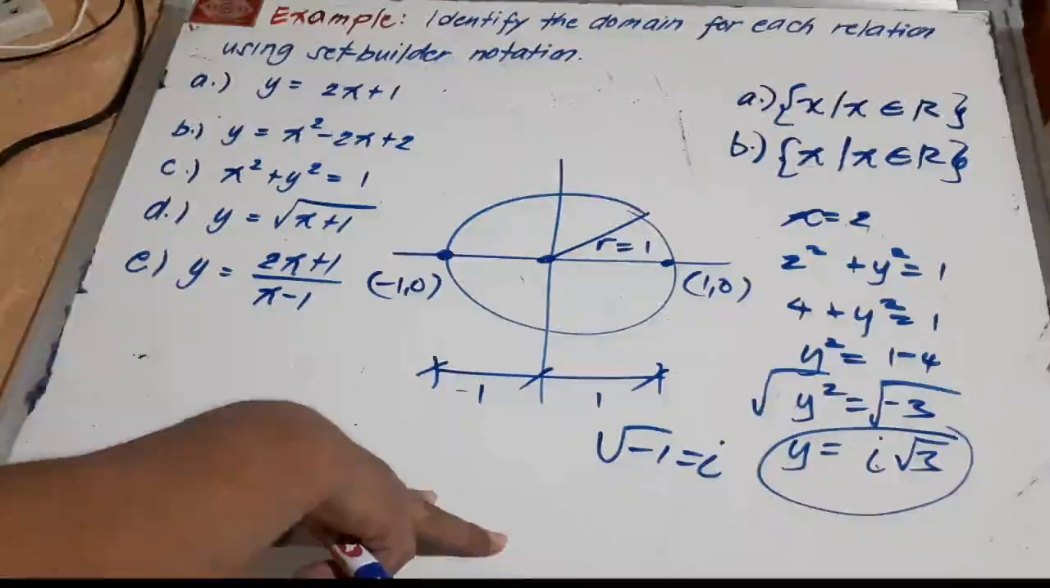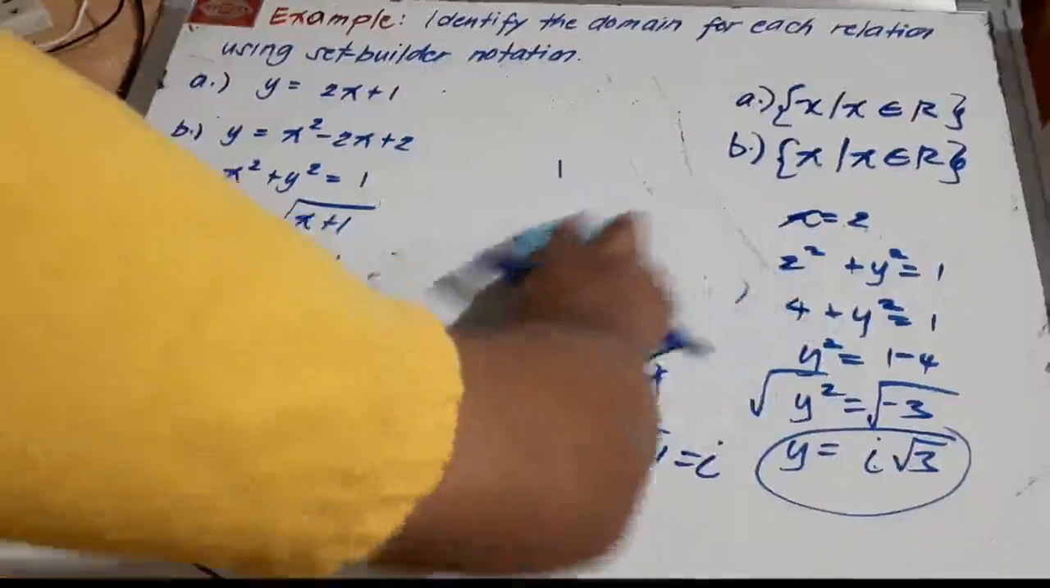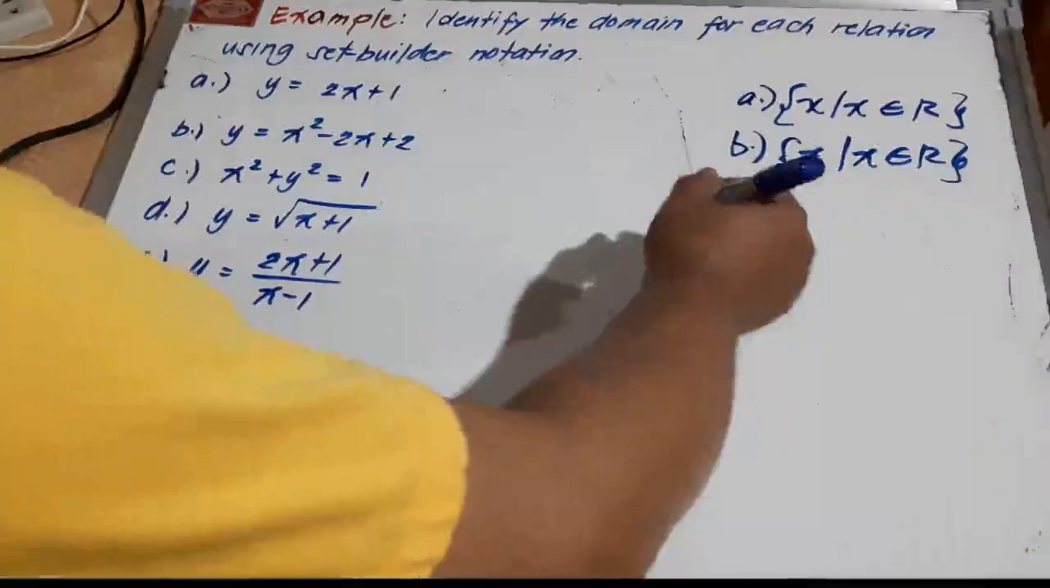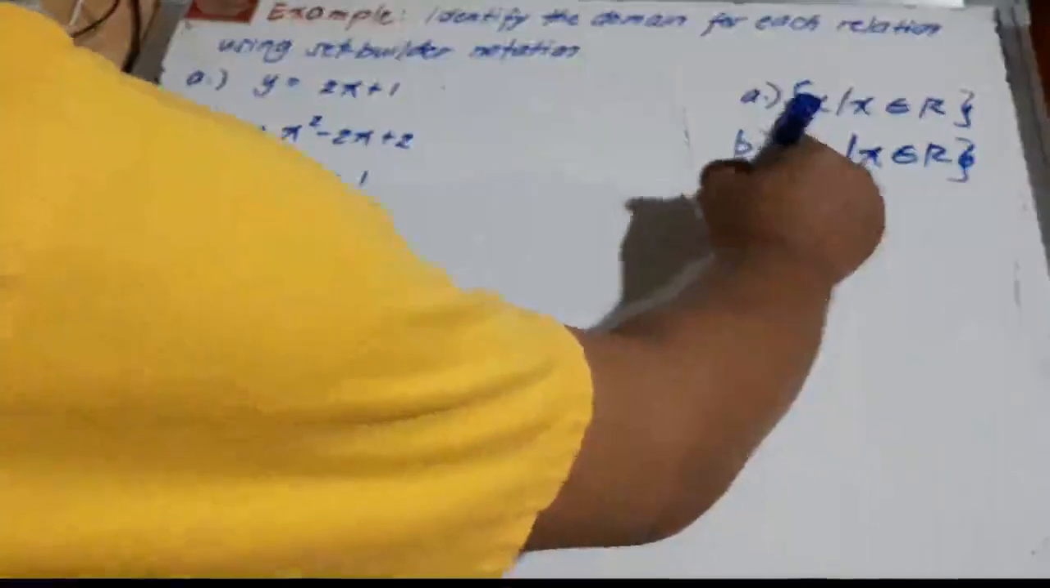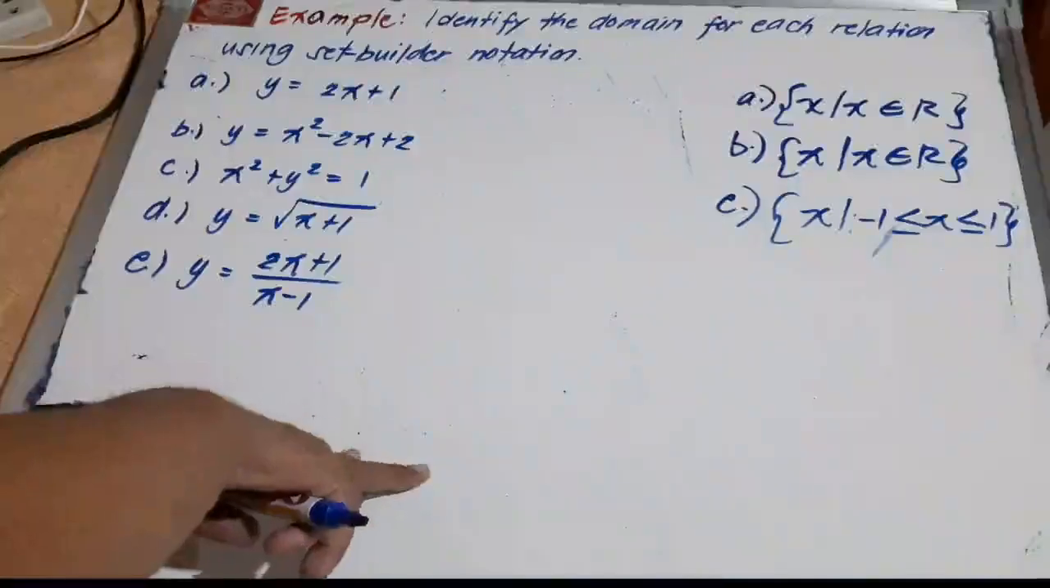So, ang restriction natin, hindi pwedeng ang value ni x is less than negative 1 or greater than 1. Therefore, ang ating domain, nasa pagitan lang ni negative 1 at 1. So, ang domain natin for letter C is x such that x is a real number pa rin pero negative 1 should be less than or equal to x, x less than or equal to 1. Yun ang kanyang domain. Okay?